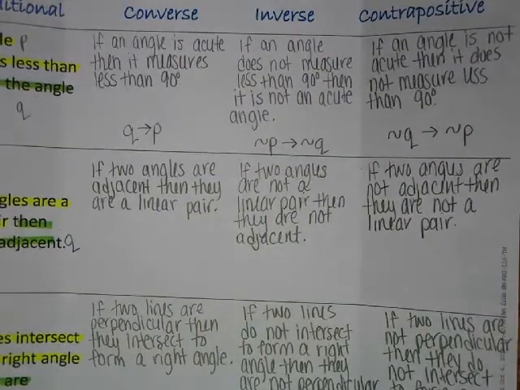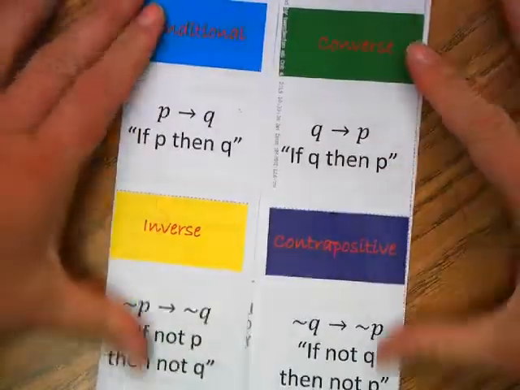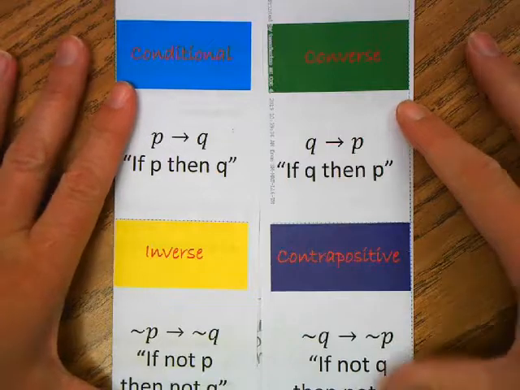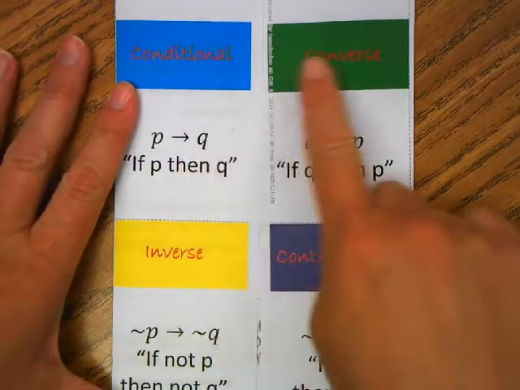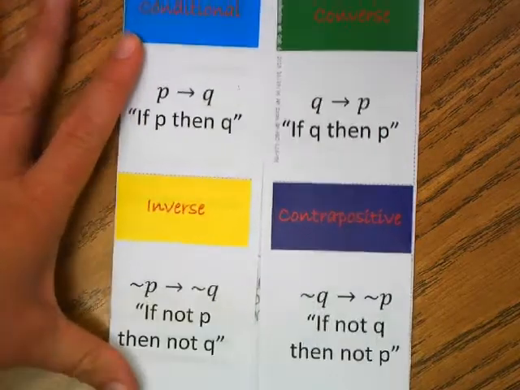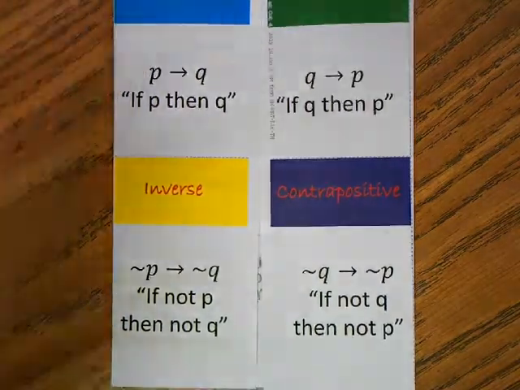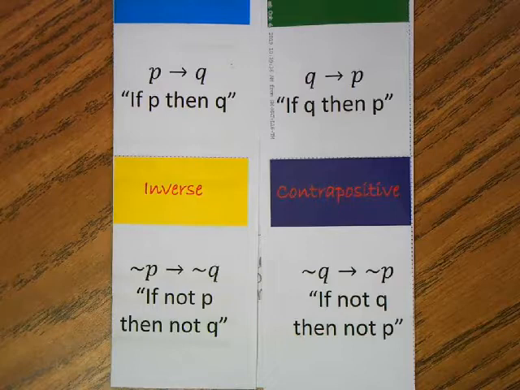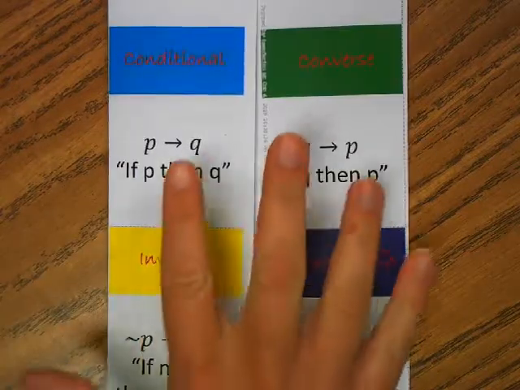So those are your four types of statements. You'll have conditional, and then from the conditional you can write the converse, inverse, and contrapositive. Okay, on the next page I'm going to show you the last type of statement that you can form based off of these.